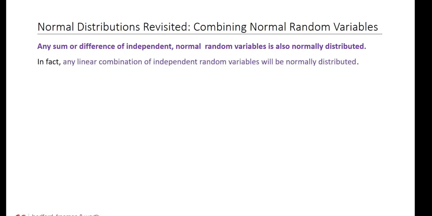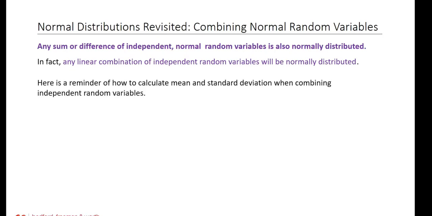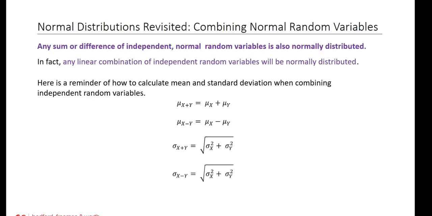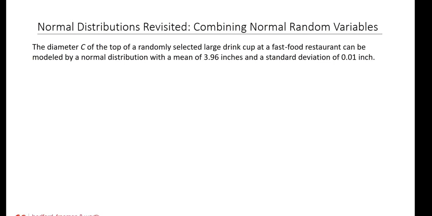Any sum or difference of independent normal random variables is also normally distributed. In fact, any linear combination of them will be normally distributed. Here's a reminder of how we calculate mean or standard deviation. This is just the formulas that you know that we used. This was like last chapter or two. It was pretty recent, so maybe you still remember those. Remember, even when you subtract, you add the variances, and take the square root to get the standard deviation of the difference.